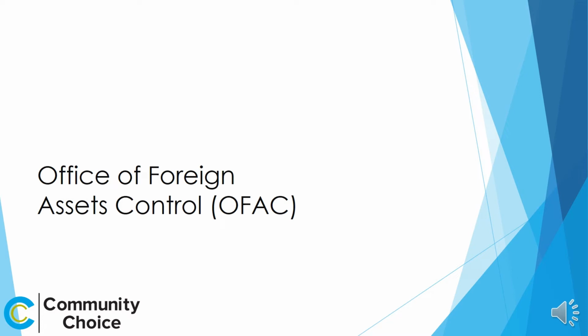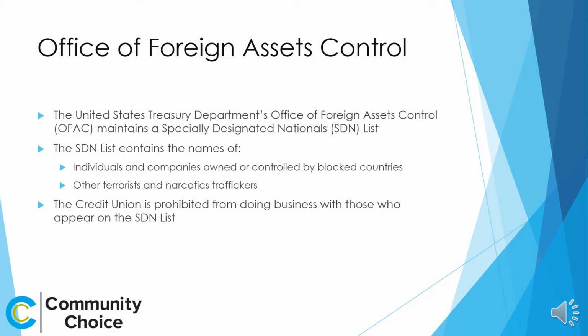Let's next discuss our responsibilities under OFAC. OFAC stands for the Office of Foreign Assets Control, which is a division of the United States Treasury Department. OFAC maintains a Specially Designated Nationals, or SDN, list. The SDN list contains the names of individuals and companies owned or controlled by blocked countries, as well as other suspected terrorists and narcotics traffickers. Federal law prohibits the credit union from doing business with anyone who appears on the OFAC SDN list.